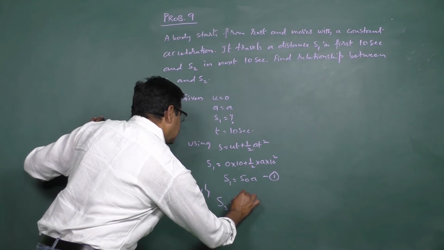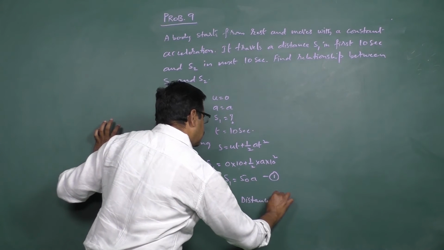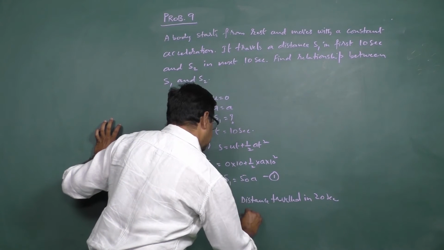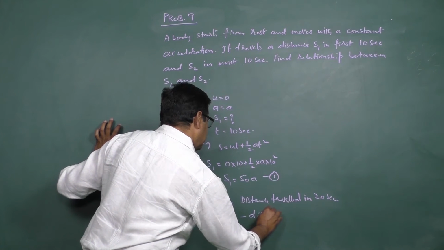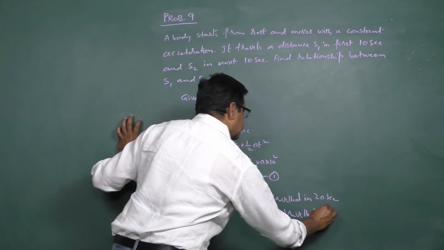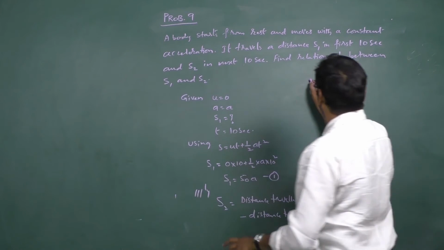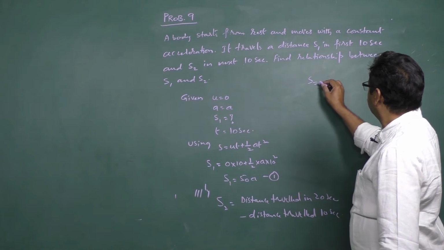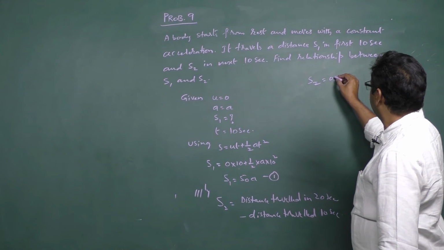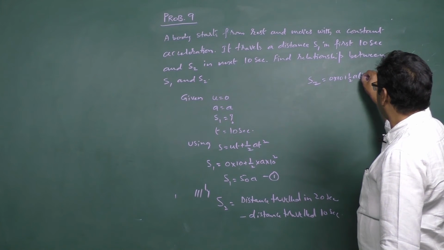distance traveled in 20 seconds minus distance traveled in first 10 seconds. This I can get as S2 is equal to 0 into 10 plus half into a into 10 square.